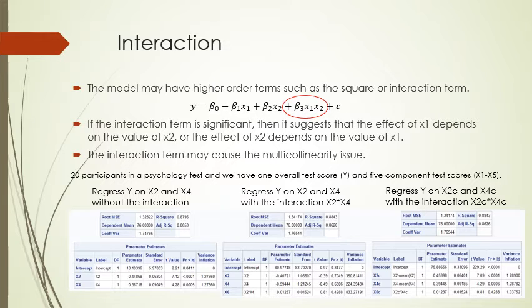From this example, we also find that the multicollinearity doesn't affect the coefficient estimation and the coefficient of determination. Both models with the interaction term have a R-square of 0.863.